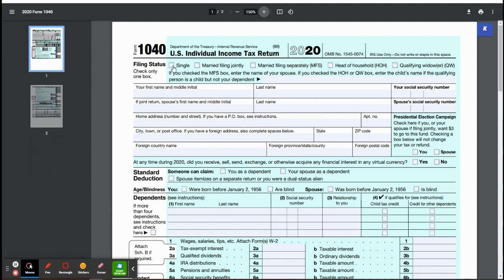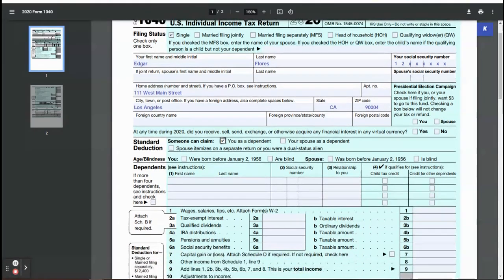So Edgar is single, which we would select. And then we're going to go ahead and fill out his information. Then down here for the standard deduction, someone can claim you as a dependent. For Edgar, he can get claimed as a dependent, so we do want to check that box. He does not have any dependents, that would be his children.